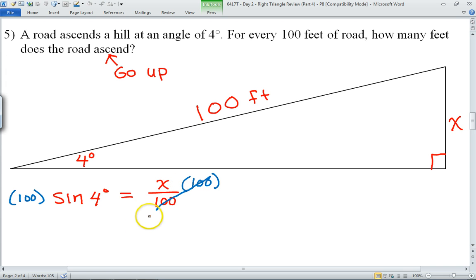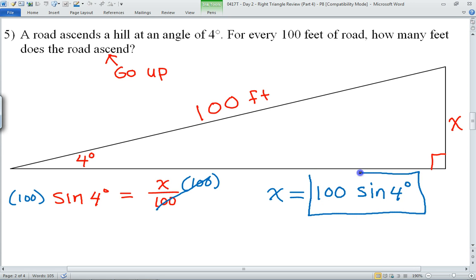Alright, sure, I'm about to get a decimal right now, but remember, in many cases on the EOCT, which will be 100% multiple choice, a lot of times, instead of giving you decimal answers, they will give you answers in the form of an expression. So your answer might be 100 sine 4 degrees. They might just leave it like this. So watch out for that. Or they might say 100 times sine of 4 degrees. So look for things like this to be the answer to a question like this.